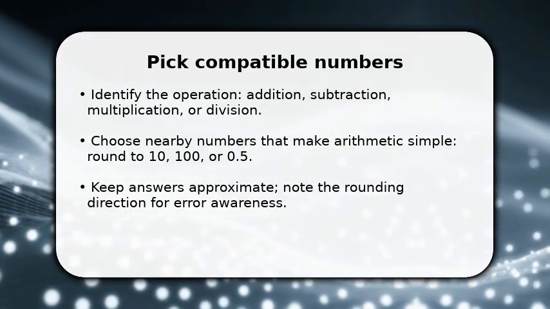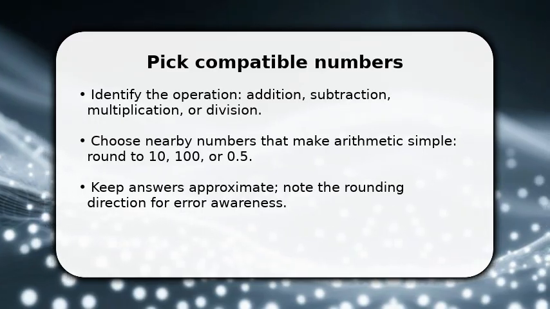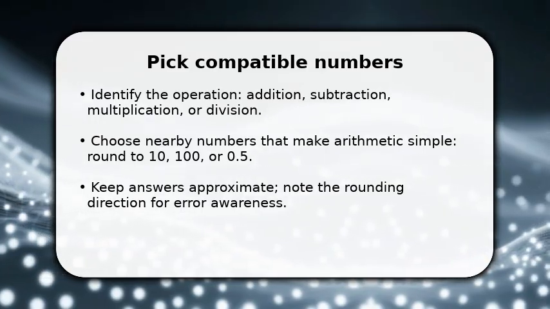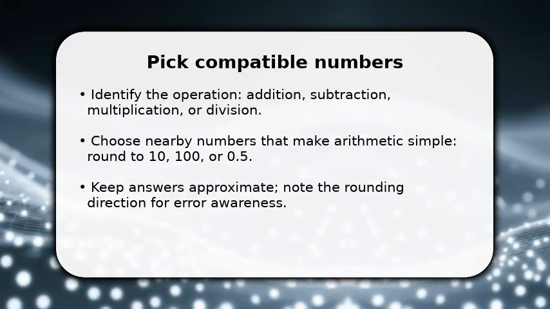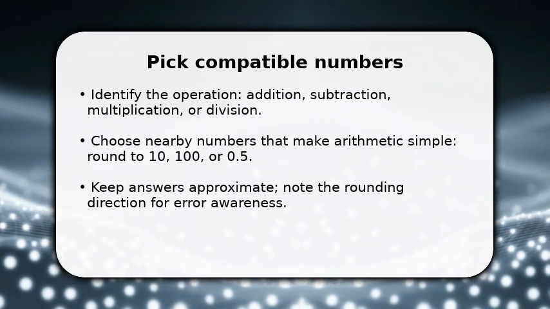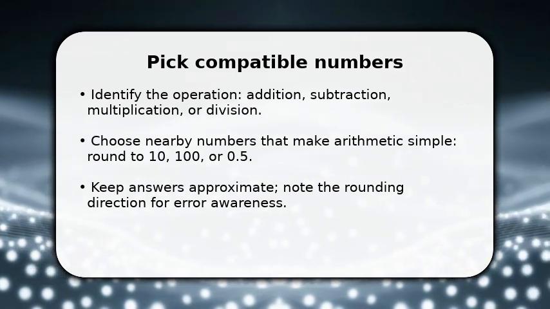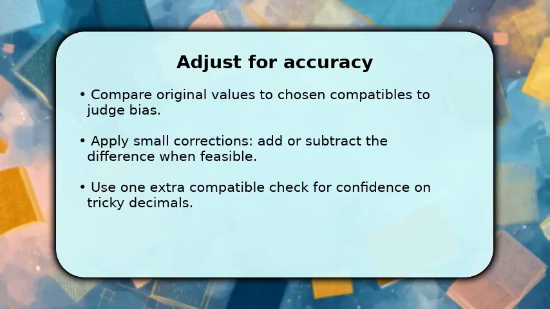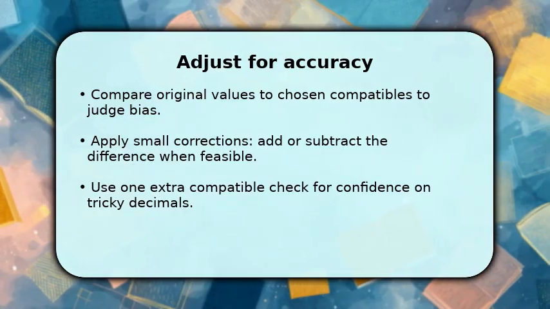48 to 0.5. Once chosen, rewrite the problem using those numbers so you can compute quickly. Make sure to note whether your estimate will be an overestimate or underestimate before moving on. Once you have a quick result, refine it by checking the differences between the original numbers and your compatibles.